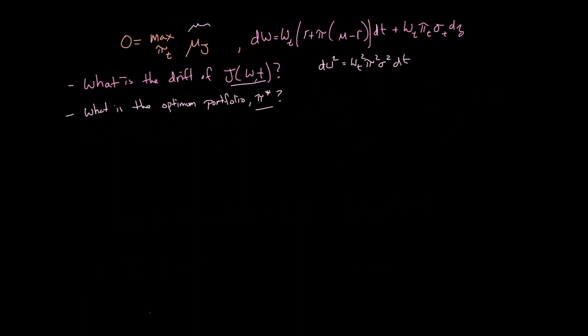To do that, we're going to have to use Ito's lemma, because remember that mu J we defined as the drift component of dJ. So we need to know what is dJ. So let's do Ito's lemma. That should be second nature by now.